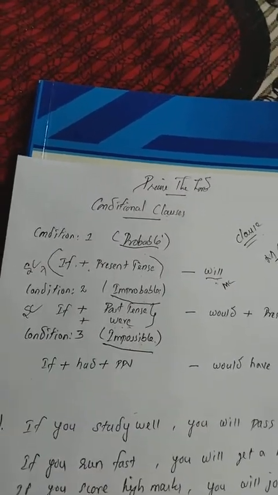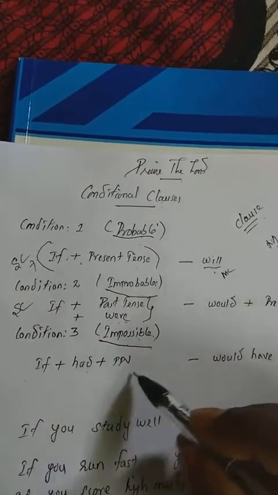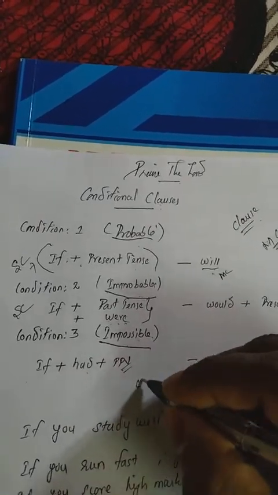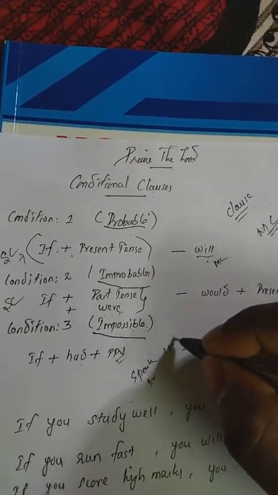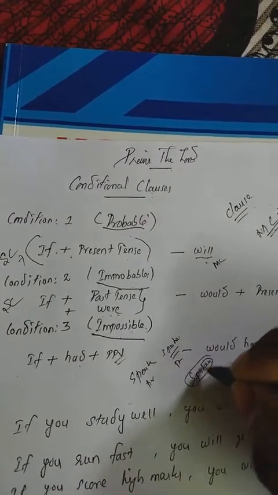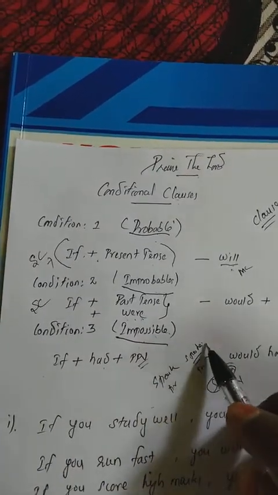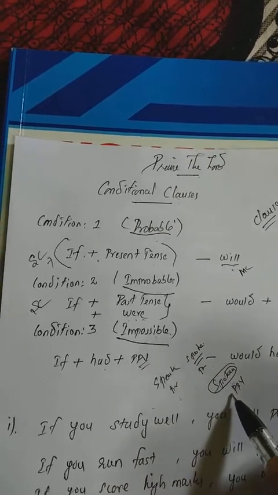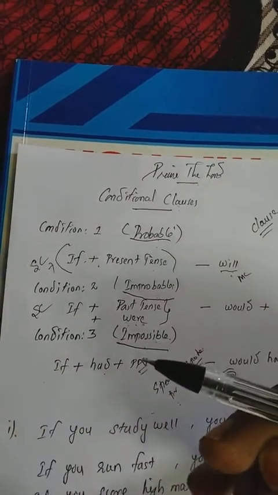The sentence will begin with if, and the clue word is had, and then PPV. What is this PPV? The third form of the verb, right? Take for example, speak is the present tense, spoke is the past tense, and spoken is the third form, that we call PPV. Got it, my dears? Past participle. Write, wrote, written: the third form, that we call PPV.